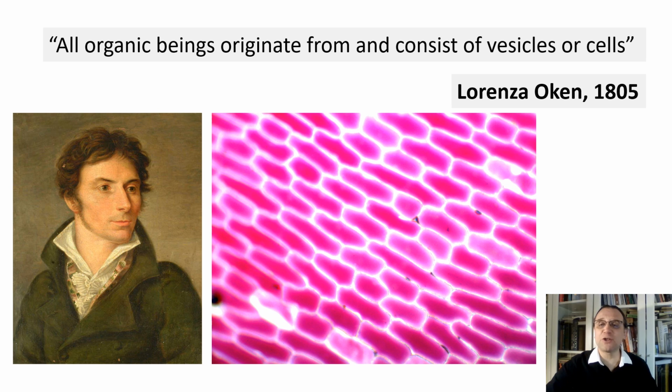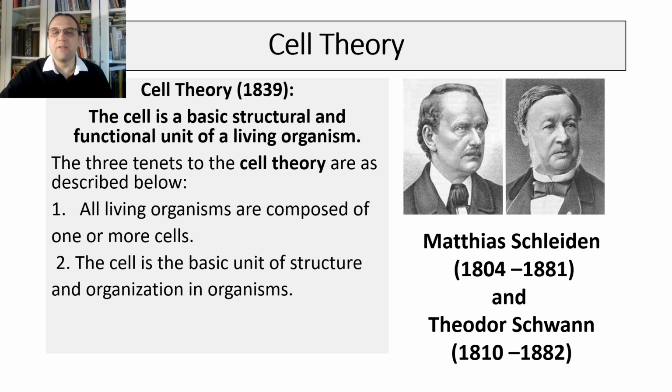One of the first people to move on the idea was the German naturalist Lorenzo Oken, who stated in 1805, all organic beings originate from and consist of vesicles or cells. But in spite of this rather clear and encompassing statement, the formulation of the cell theory is usually credited to two other Germans, the botanist Matthias Jacob Schleiden and the zoologist Theodor Schwann.